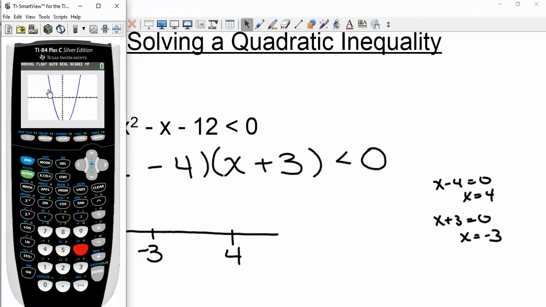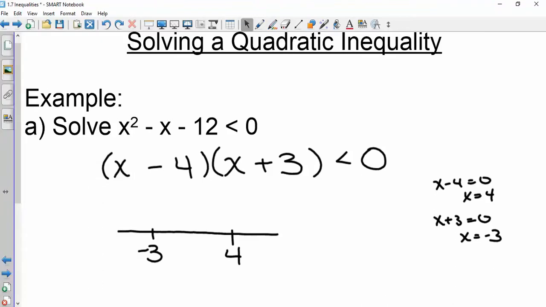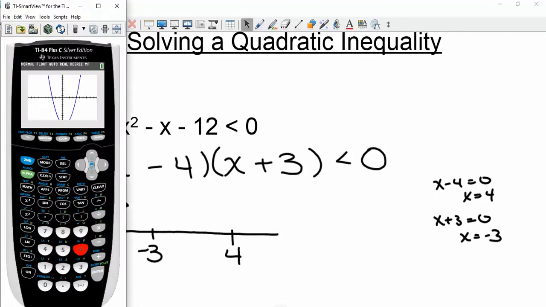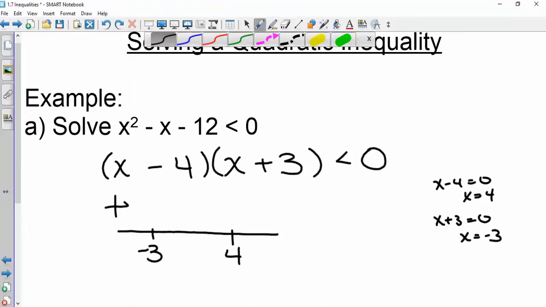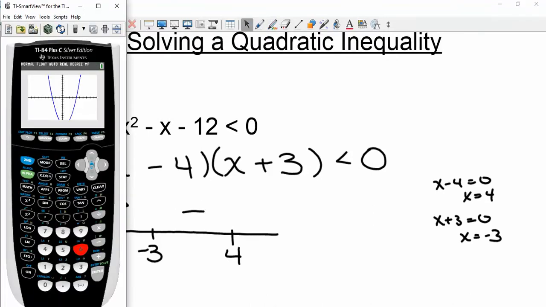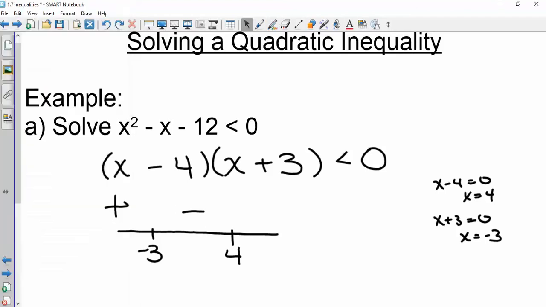Before you get to -3, so I'm talking on this section of the graph, are you above or below the x-axis? Above, right? So that means that all of these values are positive before I get to -3. Above the axis is positive. Between -3 and 4, what's happening to my y values? Yeah, they're negative. They drop below the axis. So that's where they are negative. After 4, what happened to my values? Went back up, they're above the x-axis, so that is positive.